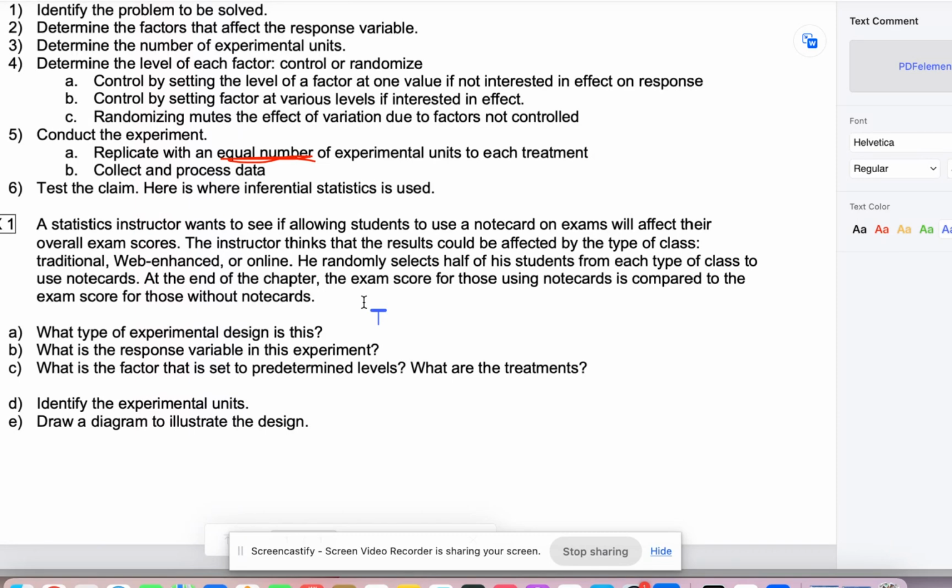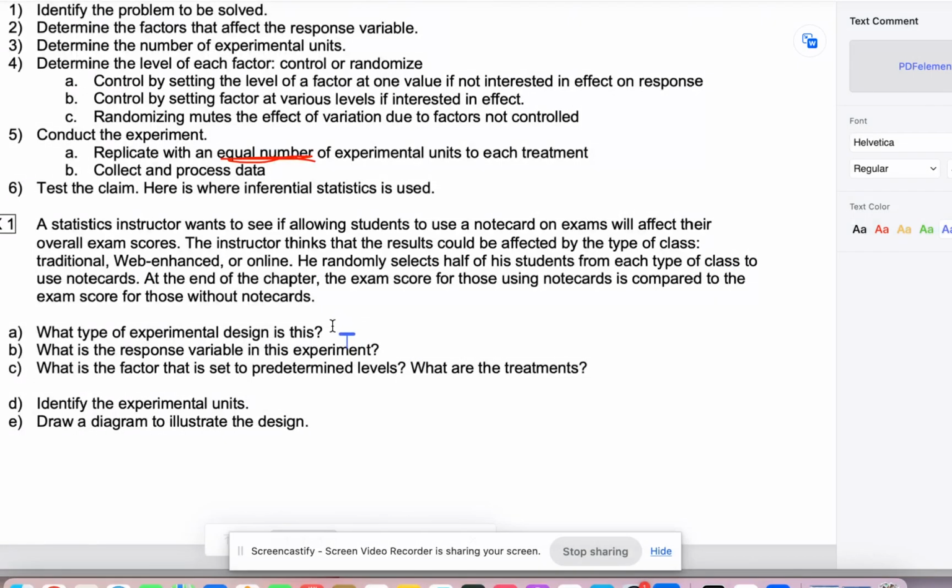Okay. So that's the situation. Then we have a bunch of questions to answer about it. A, what type of experimental design is this? So first, we need to decide, is there any level of organizing, or is it all just one group and then randomize? In this case, it's not just one group. It says that he's randomly selecting from each class type, so meaning that they're grouped by type of class first.